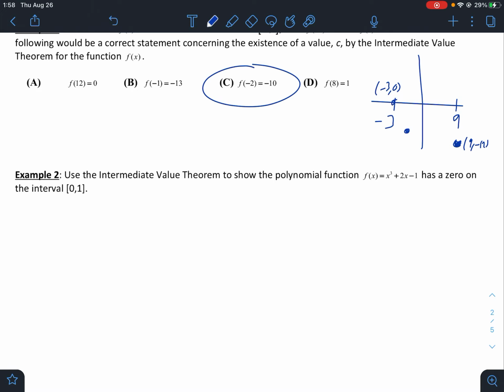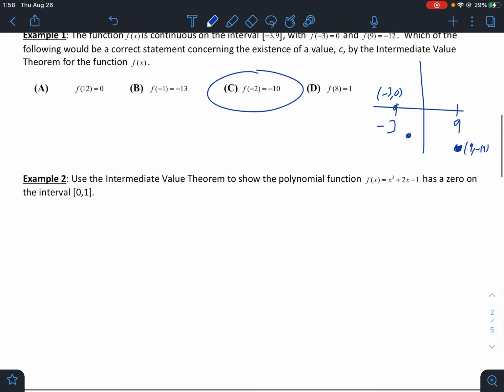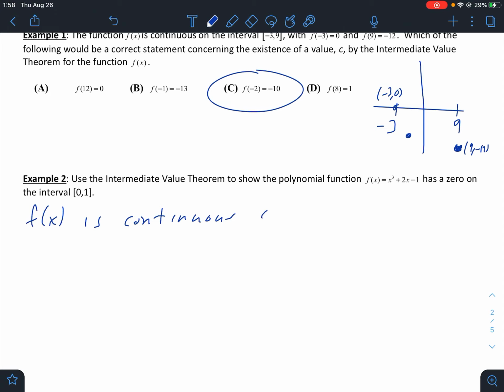Example 2, using the intermediate value theorem to show the polynomial function x cubed plus 2x minus 1 has a 0 on the interval 0 to 1. All right, so the first thing we have to make sure is, is f continuous? And it's just a cubic function. And you know from your previous math classes that a cubic function will always be continuous. So we say f of x is definitely continuous on that interval 0 to 1. It's continuous everywhere, but it's definitely continuous on the interval 0 to 1. So therefore, we know the IVT does apply to this problem.